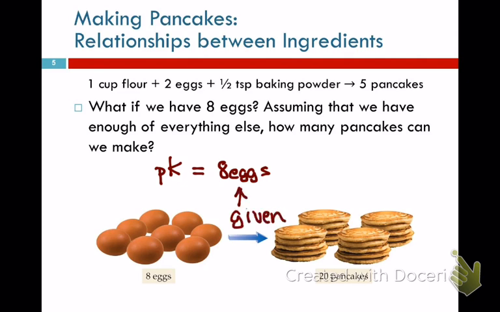And then you need to find your ratio, your proportion for eggs and pancakes, and in this case, it's 5 pancakes for every 2 eggs. So you would say, well, 5 PK for every 2 egg. And then you end up going like this and getting the number that shows down there. That's where you get the 20 from.